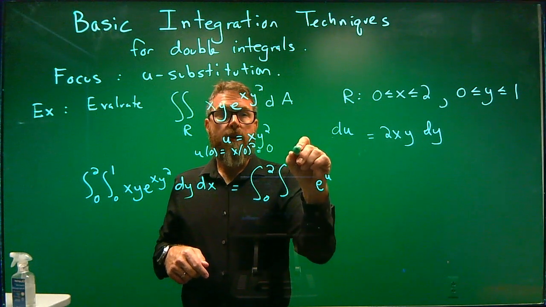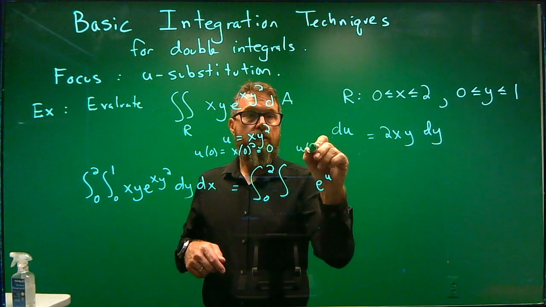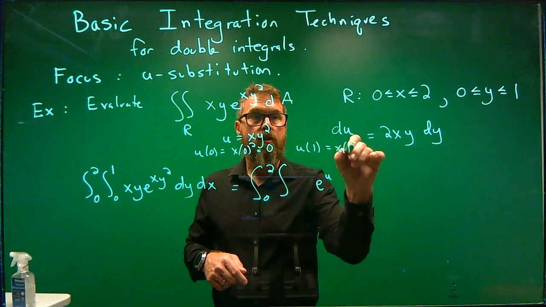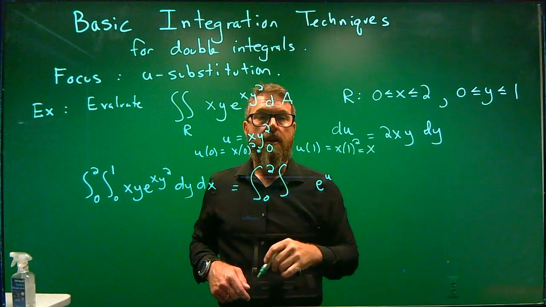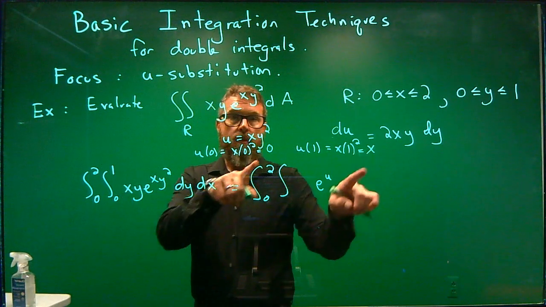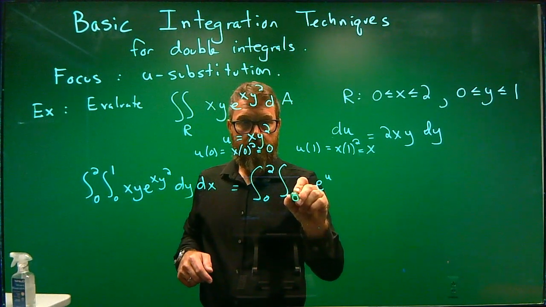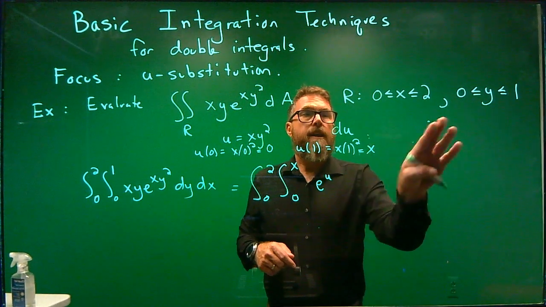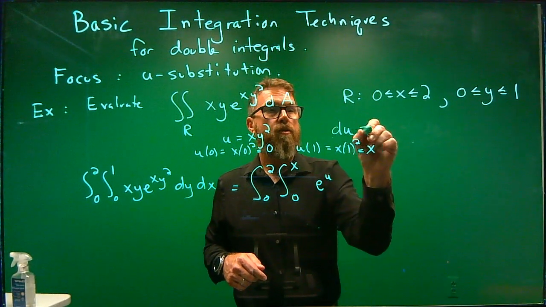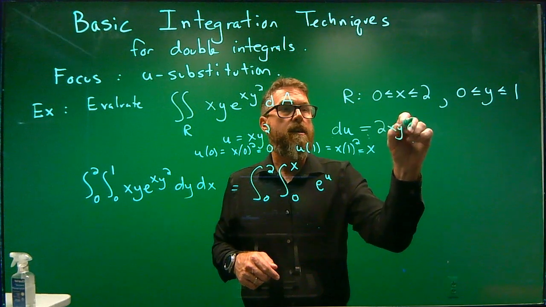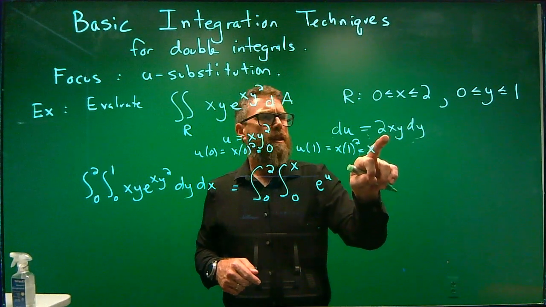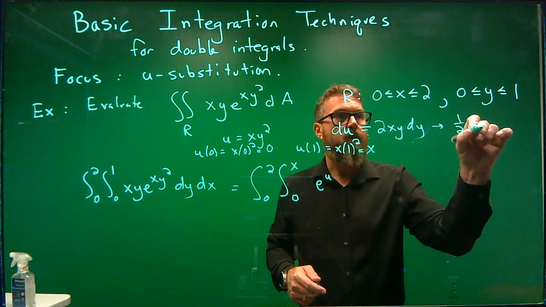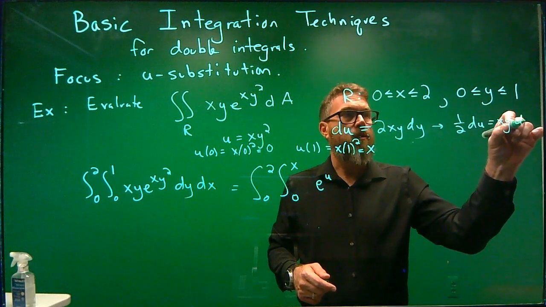And also, if I want to find u of the other bound, which is going to be 1, so plug it in, y equals 1 here, this is going to be x times 1 squared, which is going to be equal to x. So instead of going from 0 to 1, now it's going to go from 0 to x. Now I also know that this du is going to be equal to 2xy dy, but I don't really need two of these. What I really need is just an xy dy, so I can say 1/2 du is going to be equal to xy dy.